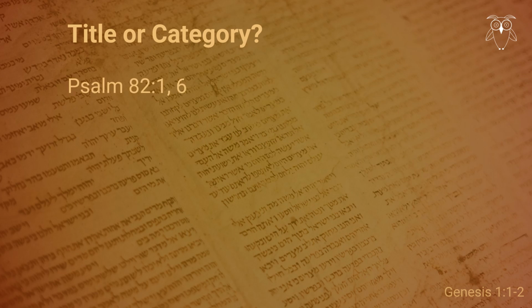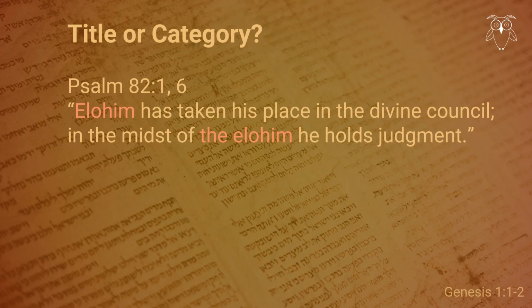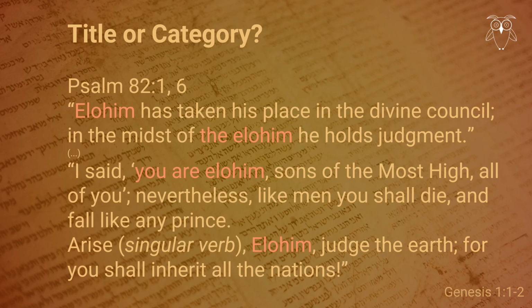And then there is a really difficult and super interesting passage in Psalm 82, which starts out as follows. Elohim has taken his place in the divine council. In the midst of the Elohim, he holds judgment. And then, at the end of the psalm, it says, I said, you are Elohim, sons of the Most High, all of you. Nevertheless, like men you shall die, and fall like any prince. Arise, singular verb, Elohim, judge the earth, for you shall inherit all the nations. Is your head spinning already?